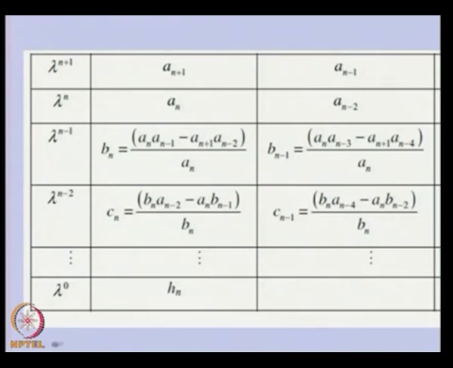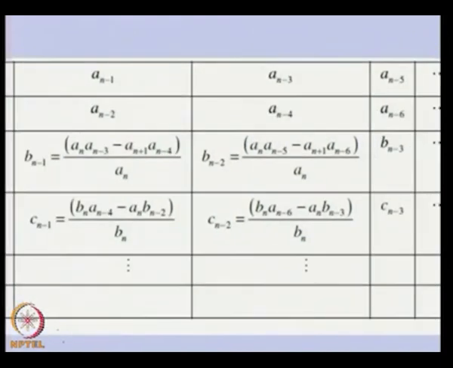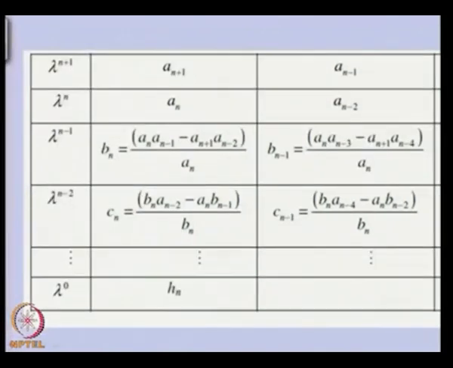Now I will show the third and fourth columns. As a continuation of the previous one, we have a n minus 1, a n minus 3, a n minus 2, a n minus 4, like this, and here b n minus 1, c n minus 1. All these coefficients have been defined based on the previous coefficients and can be calculated, but we only need to see that in the first column there should not be any change in the sign.